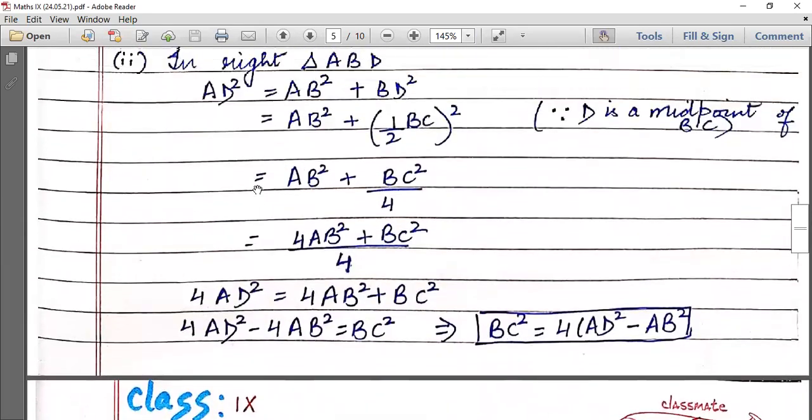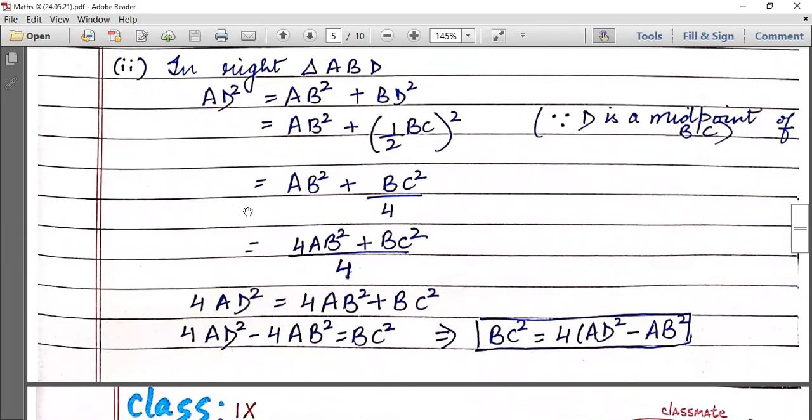Okay, children, so please learn the Pythagoras theorem and try all the questions based on the Pythagoras theorem. Thank you, students.